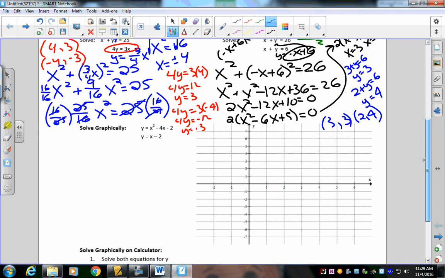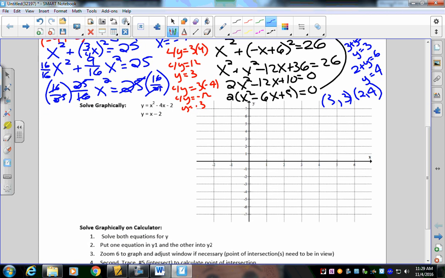Okay. Graphing. Graph them and find out where they cross. So let's start with the line. Y-intercept at -2 because of this number here. Slope of 1. So up 1 over 1, up 1 over 1, or down 1 over 1, down 1 over 1. You get the idea. There's my line.